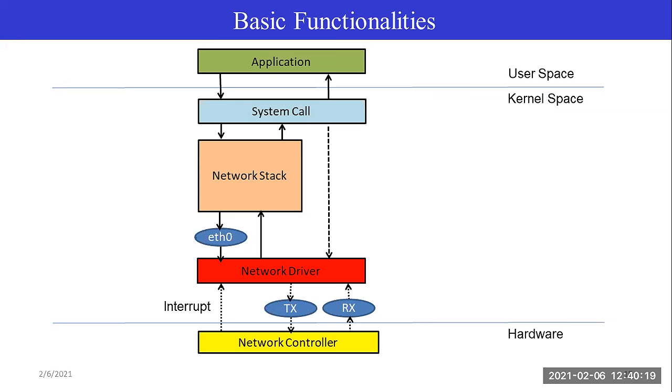Maybe there are 100 packets. So it checks how many packets there are. Okay, it will see that there are 100 packets. So instead of copying only one packet from the network controller to the network driver, it copies 100 packets. By this, it actually improves the performance. So performance tuning in the network driver is very critical.